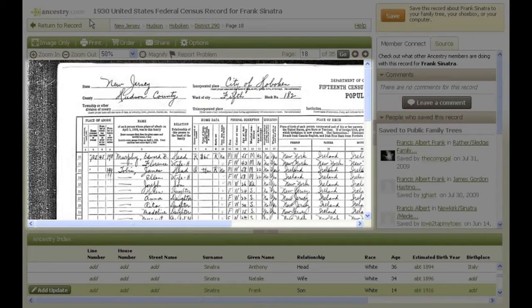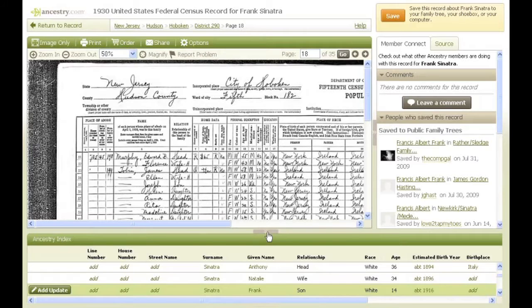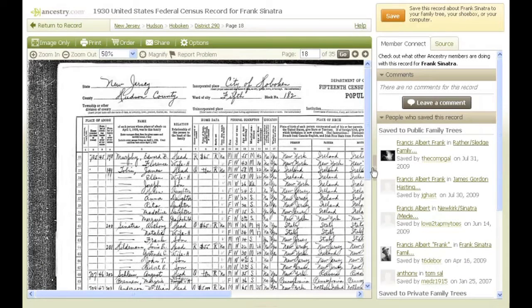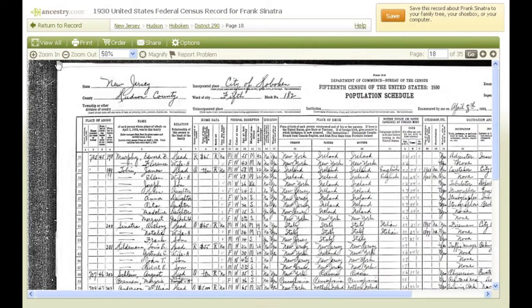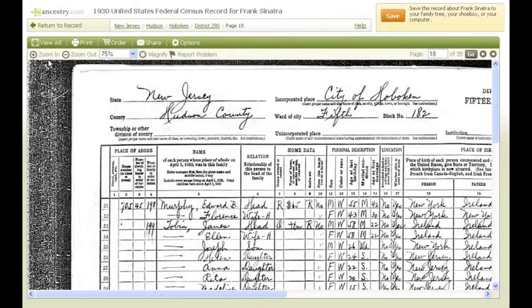Here's an image of a 1930 United States federal census record. Click the double arrows below and on the right side of the image to expand the image window. Click on the Zoom In link until you can easily read the document. Now you can start to see all the helpful, detailed information in this record.